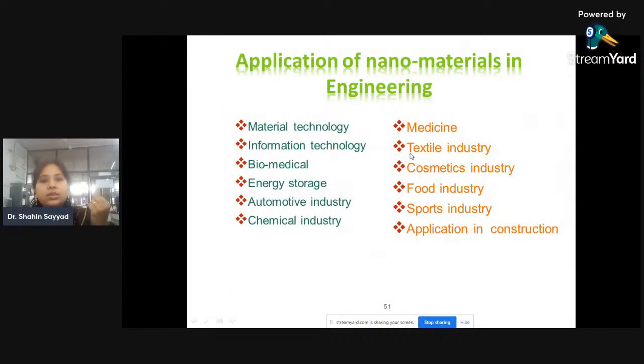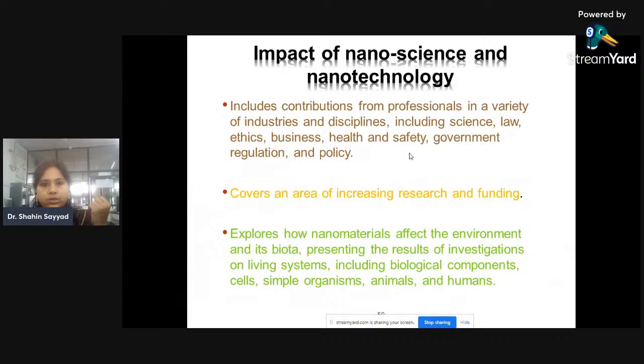So there is a large impact of nanoscience and nanotechnology. It includes contributions from professionals in a variety of industries and disciplines, including science, law, business, health, government regulation, and politics. Nanotechnology covers an area of increasing research and funding. The more research we do, the more funding is provided if you are working in the nanomaterial field.